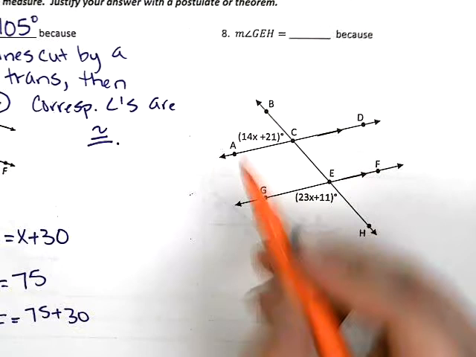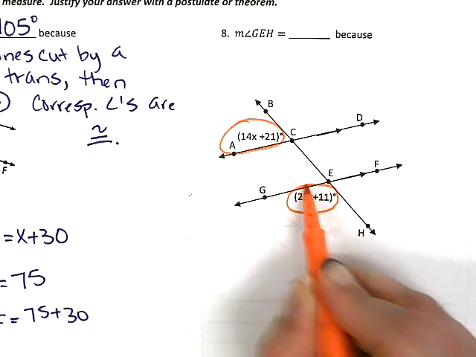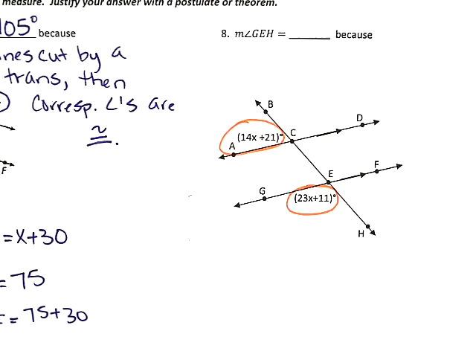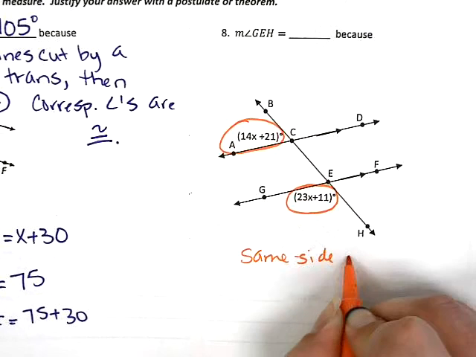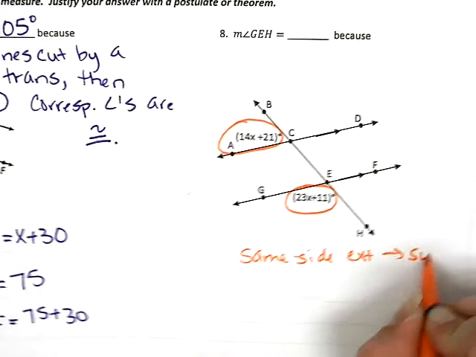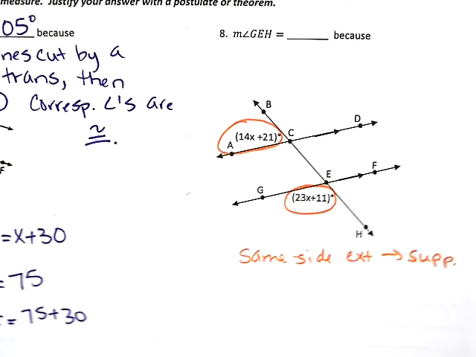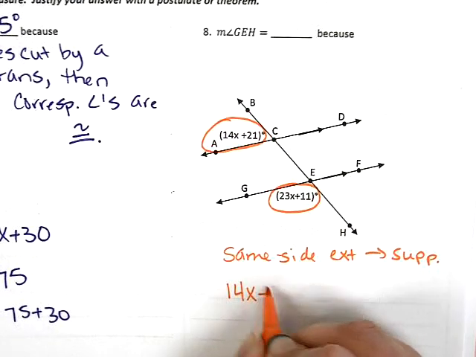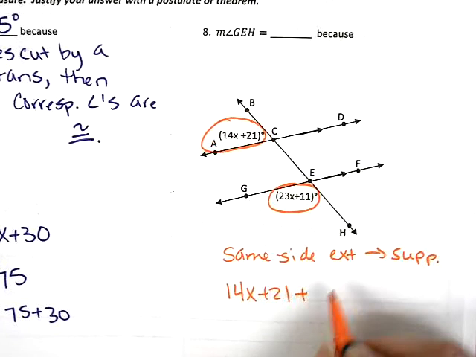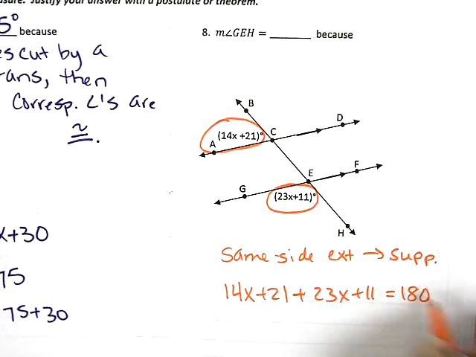Let's take a look at question 8. We've got this angle right here, and we've got this angle right here. Hopefully you guys can see those are same side exterior angles. If I've got parallel lines, they've got to be supplementary. So remember, supplementary means they're going to add to 180 degrees. So 14x plus 21 plus 23x plus 11 is going to have to equal 180.